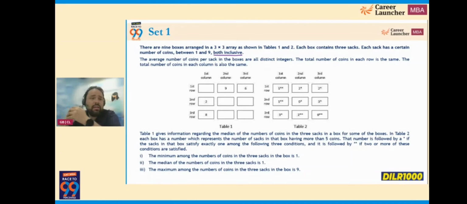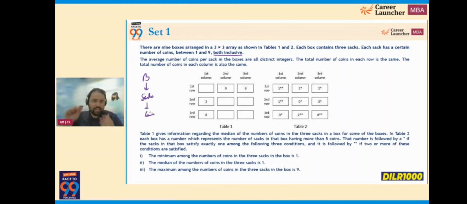The average number of coins per sack in the boxes are all distinct integers. The total number of coins in each row is the same. The total number of coins in each column is also the same. So when I am reading this, what is going on in my mind is that coins in the sacks of a box are between 1 and 9. So there are 3 elements: I have a box, each box has sacks, and the sacks have coins. This has gone on in my brain.